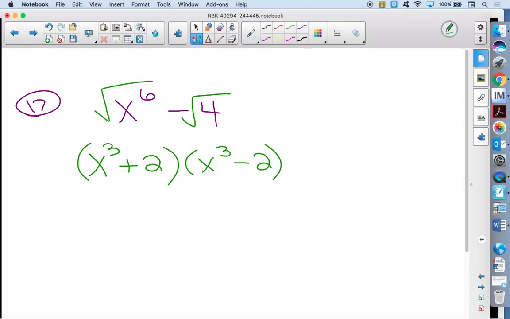And then that's it. It can't be factored any further because 2 isn't a perfect cube. So using that difference of 2 squares pattern is how you would factor it, and then you're done. No other factoring. And then you said 20.